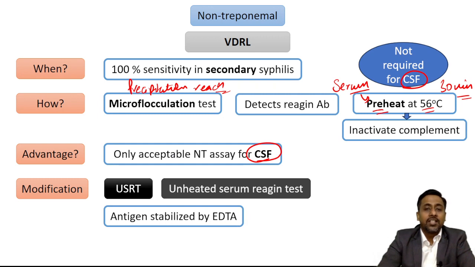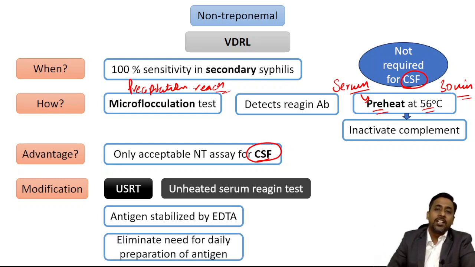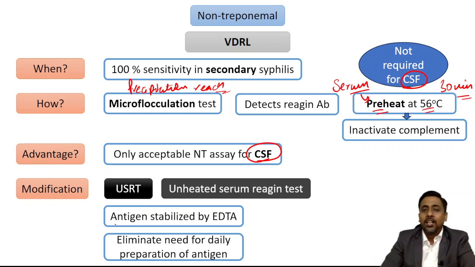the antigen which is used in VDRL should be stabilized. So this is stabilized by adding EDTA. And what will EDTA do? EDTA will eliminate the need for daily preparation of antigen. In VDRL, we cannot store the antigen once it is prepared. So it has to be prepared daily. But in case of USR, it need not be prepared daily because it is supplied with added EDTA.